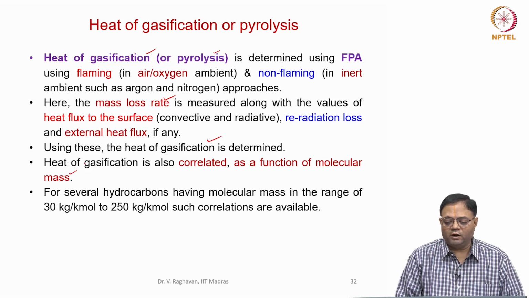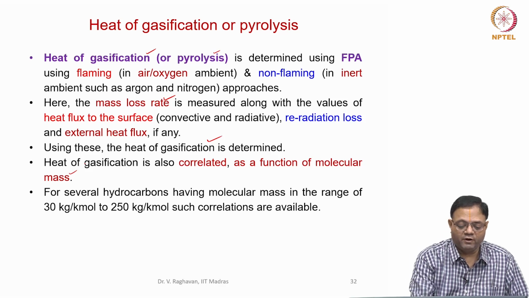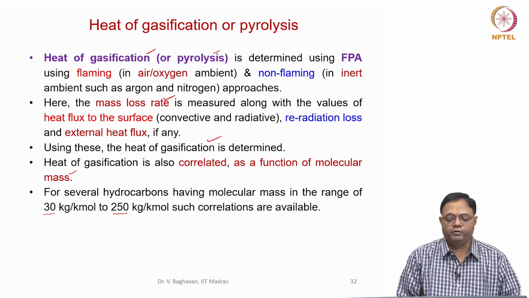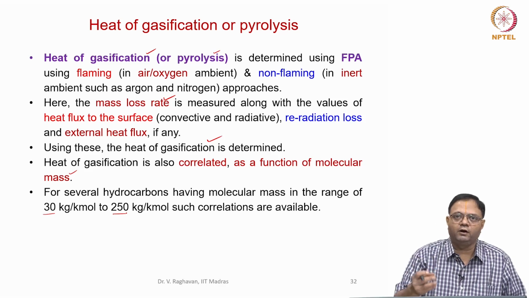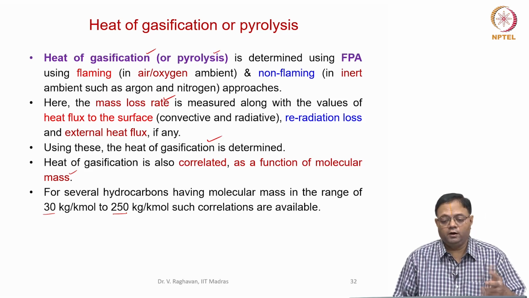Okay. So, there are several correlations available in literature covering materials having molecular mass of 30 kg per kilomole to around 250 kg per kilomole. So, this is another application, another important data which we can extract from the cone calorimeter or FPA.